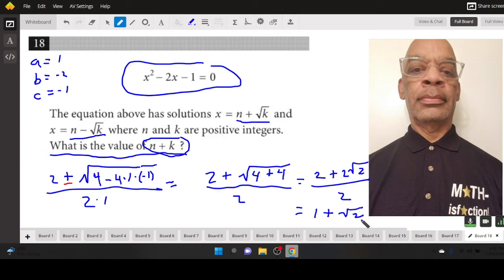And k will be 2, n will be 1. So you're adding 1 plus 2, the final step to get 3. N plus k, n plus the square root of k here. So k is 2. There's the value of k, there's the value of n. Answer is 3.